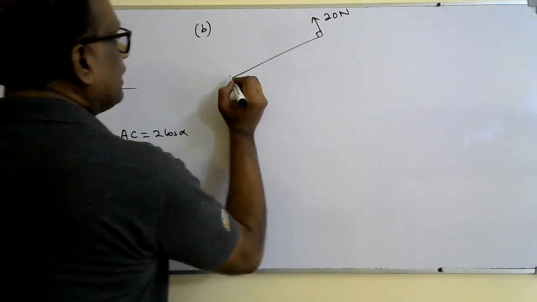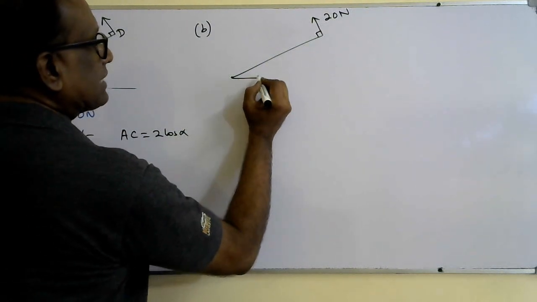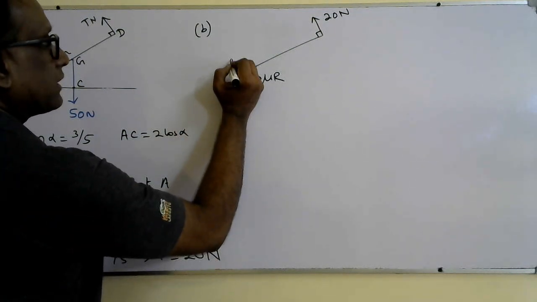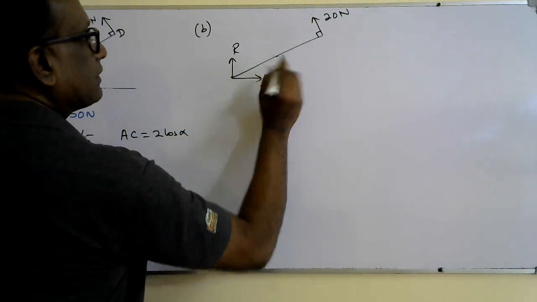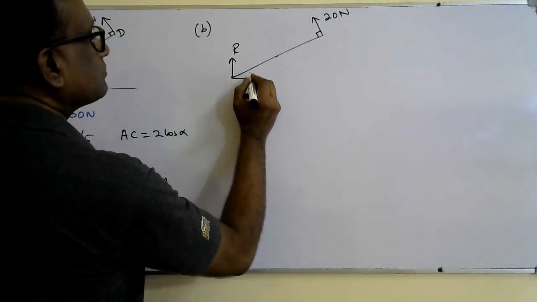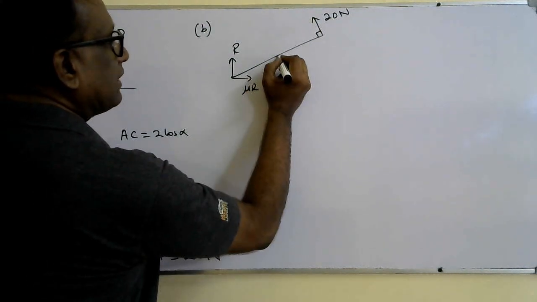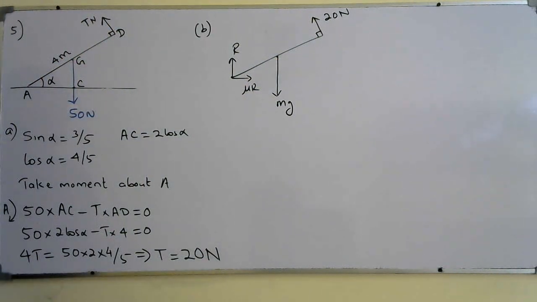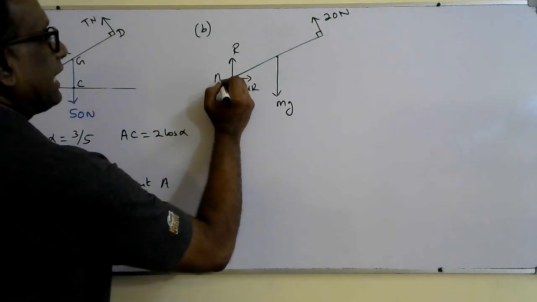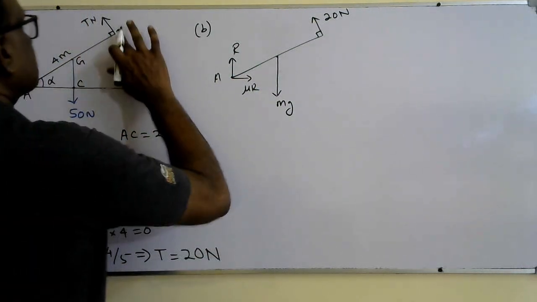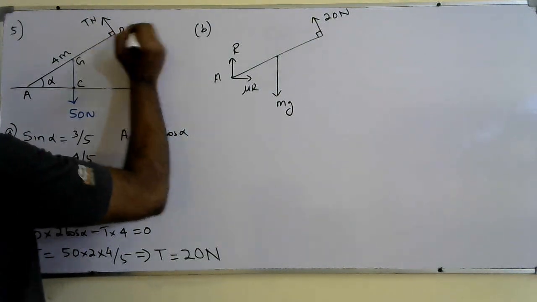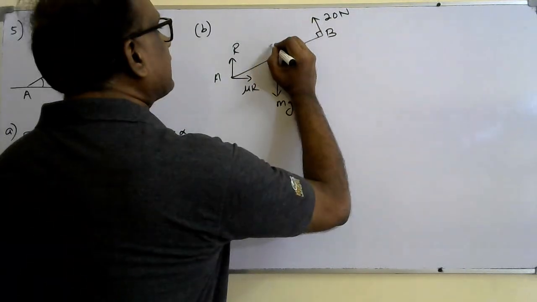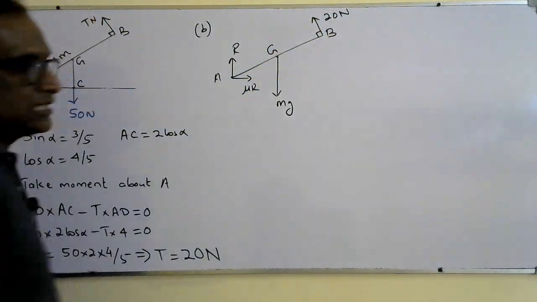This is 90 degrees. At the point A, there will be a friction in this direction, F equals mu R, because it's at limiting friction, and there will be a normal reaction R, and there will be the weight acting on it. The weight will act at the center. These are the forces acting on rod AB. This is the center of mass, I name it G. AG is 2 meters, GB is 2 meters because it's a uniform rod.